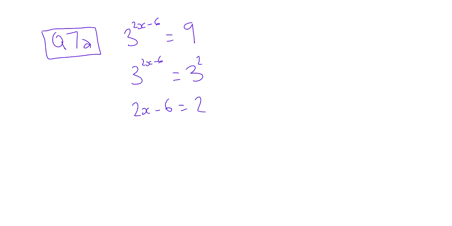All right, so then we've got 2x equals 2 plus 6. Then we've got x equals 8 divided by 2. So x is 4. And if you wanted to make sure you got it right, you could put it back in. So 2 times 4 is 8. 8 minus 6 is 2. 3 squared is 9. Look at that, it works.